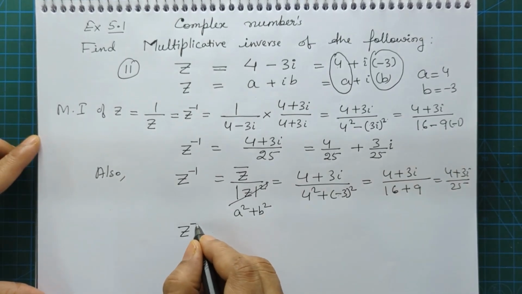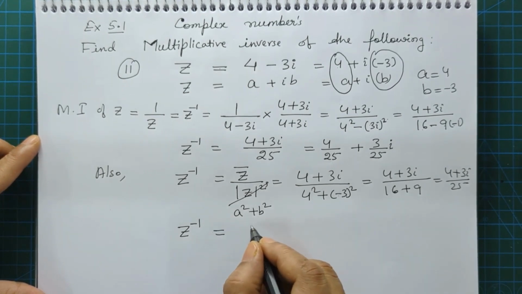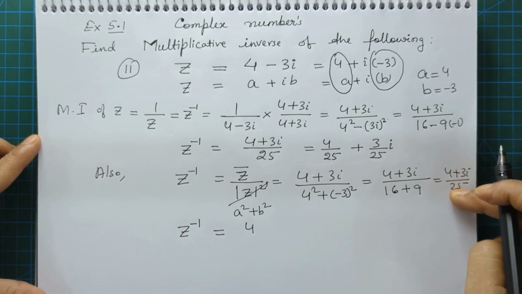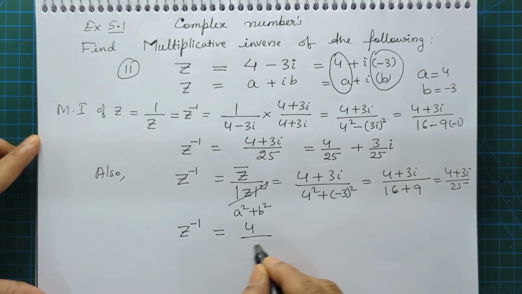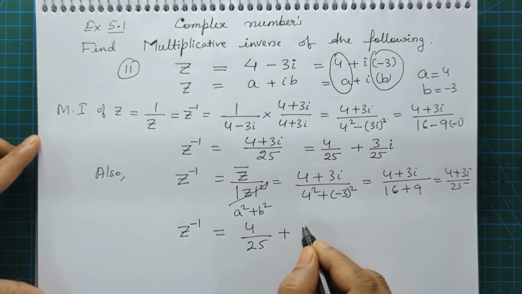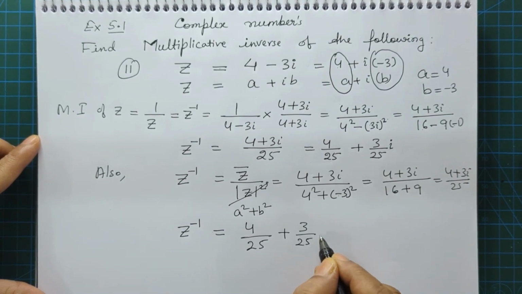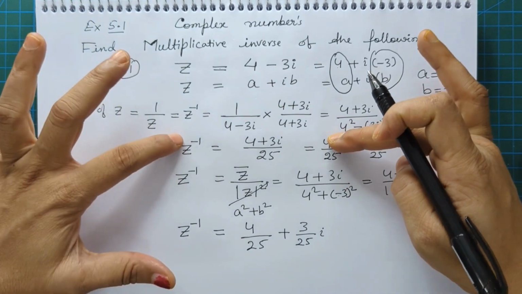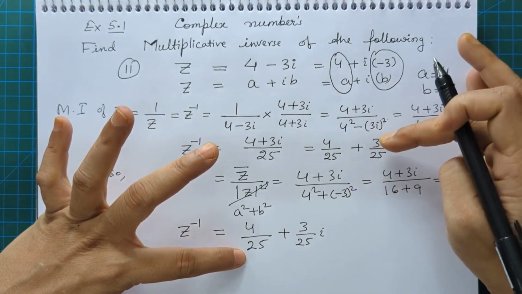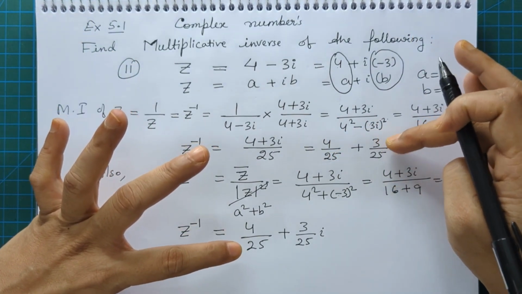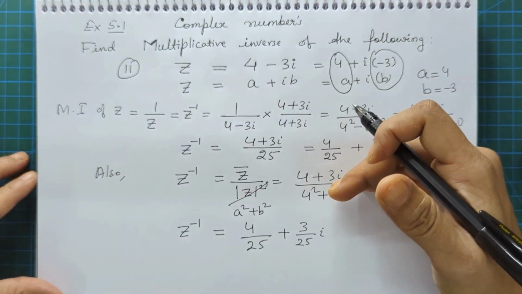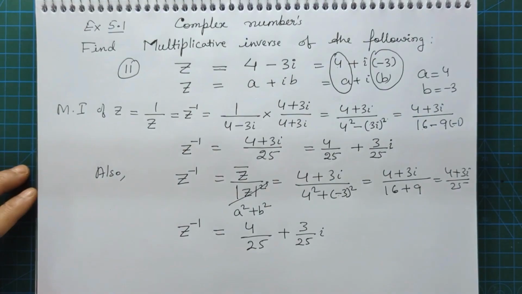So using the formula, the multiplicative inverse is, we'll separate out the real part and the complex part, that is 4 by 25 plus 3 by 25i. So using the regular process, the multiplicative inverse is 4 by 25 plus 3i by 25. So we can adopt either way to find the multiplicative inverse.